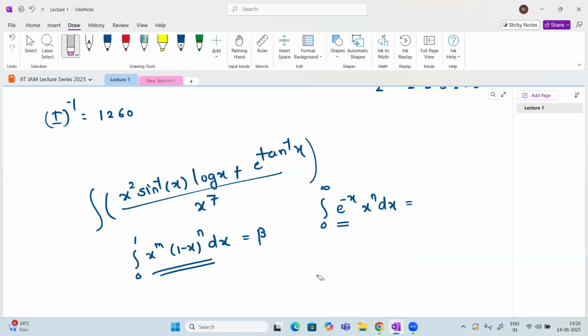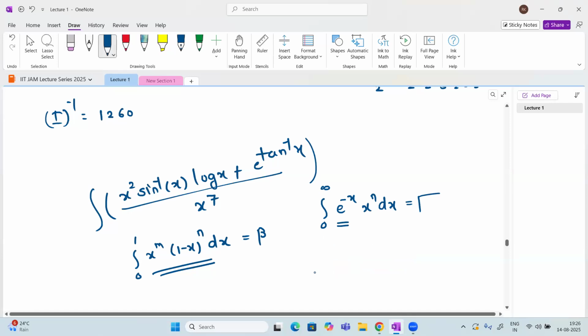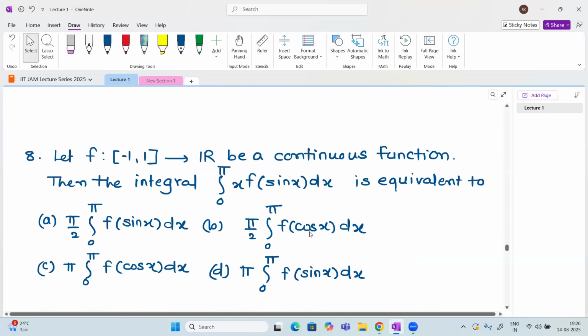Sir, here is a definition of the gamma function. It is equal to gamma of n plus 1. Yeah, n plus 1. Just like in beta, here also we do the n plus 1. Okay, so shall we move further?